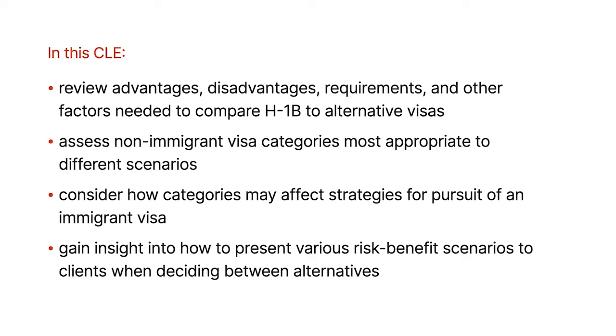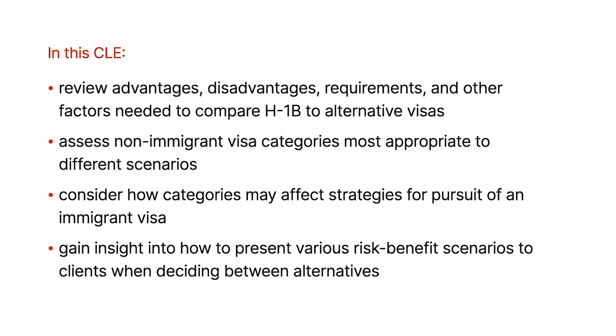So, for example, is there a cap and a lottery? And by cap, I mean, is there a limited number of visas available, which are subject to a lottery due to the mismatch between supply and demand? Is the visa considered single or dual intent? Meaning, can you go for a green card basically at the same time as you're going for a temporary visa?